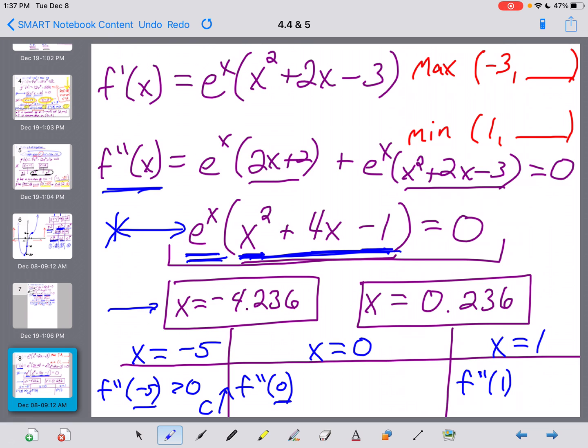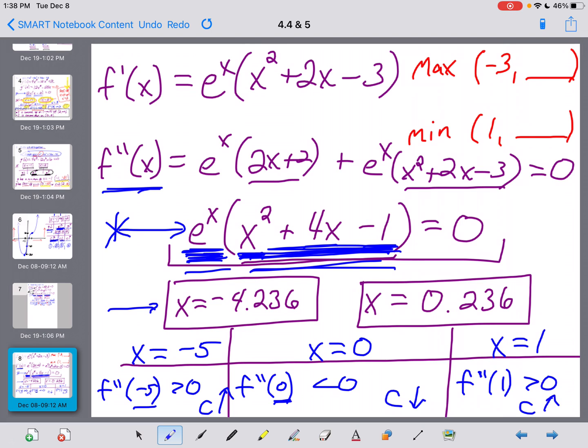When we put in a 0, e to the 0 is going to be positive, but 0 squared plus 4 times 0 minus 1 is going to end up being negative. Positive times negative is negative. Our function is concave downward in that second interval. And now when we let x equal 1, obviously e to the 1 is positive, all right? But we've got 1 plus 4 minus 1. That trinomial is positive as well. Positive times positive is positive, and that tells us that our curve is now concave up.